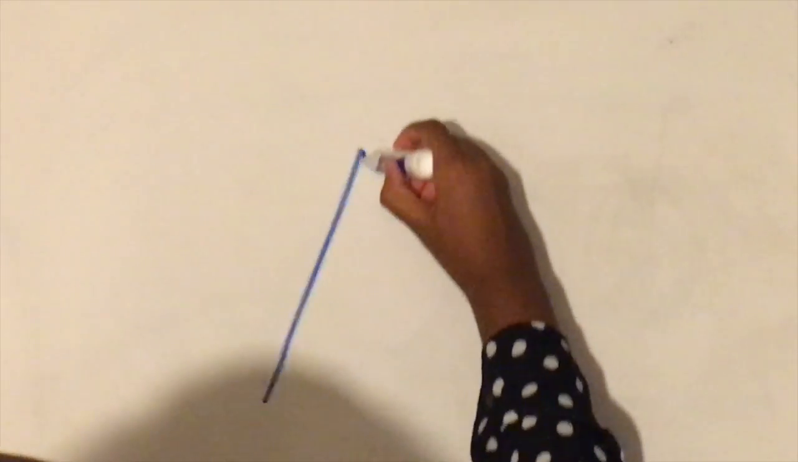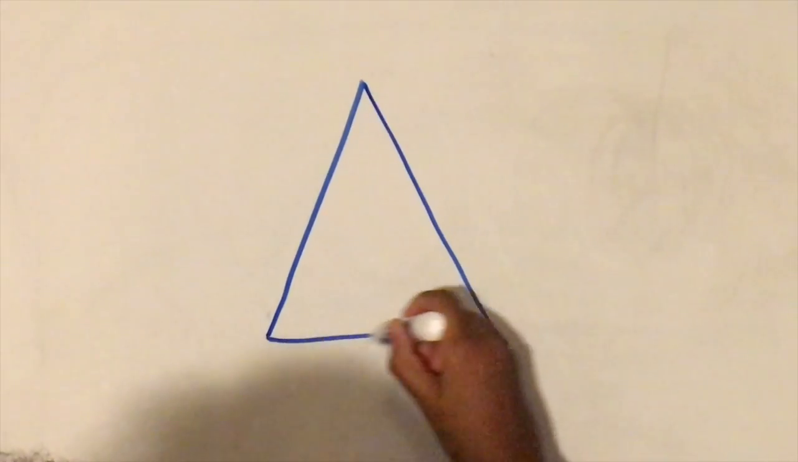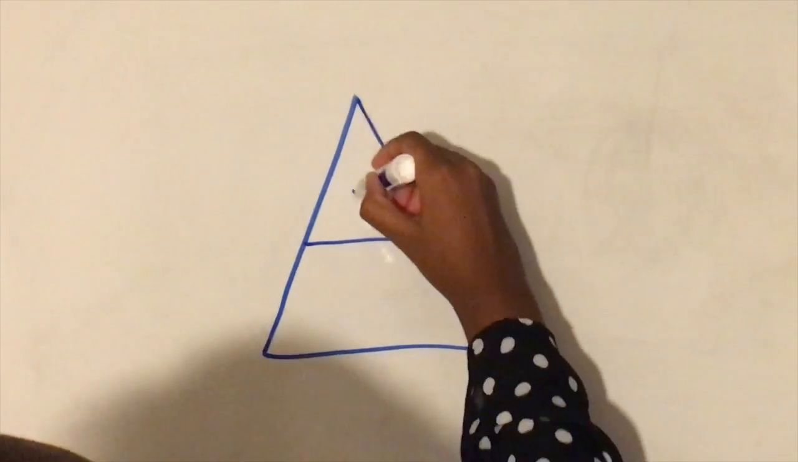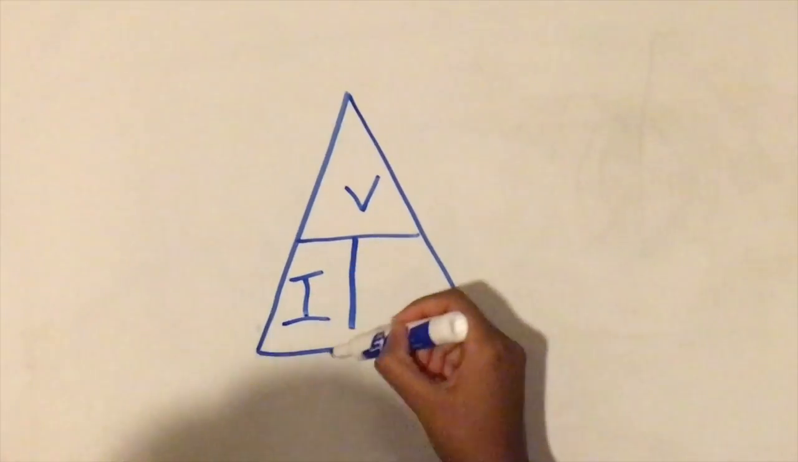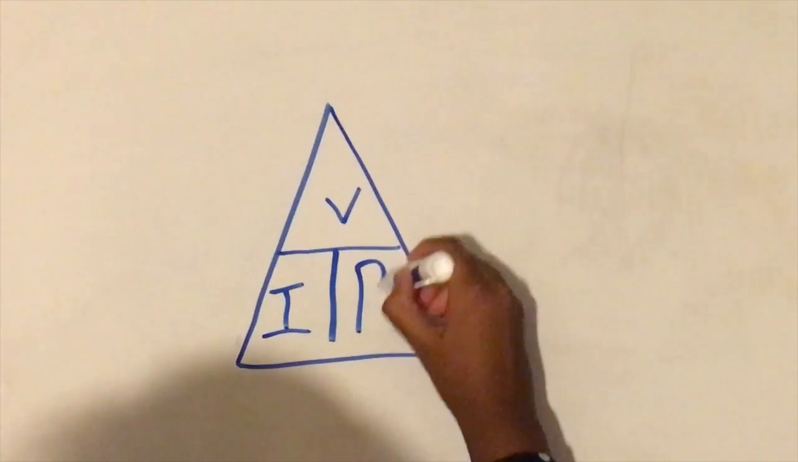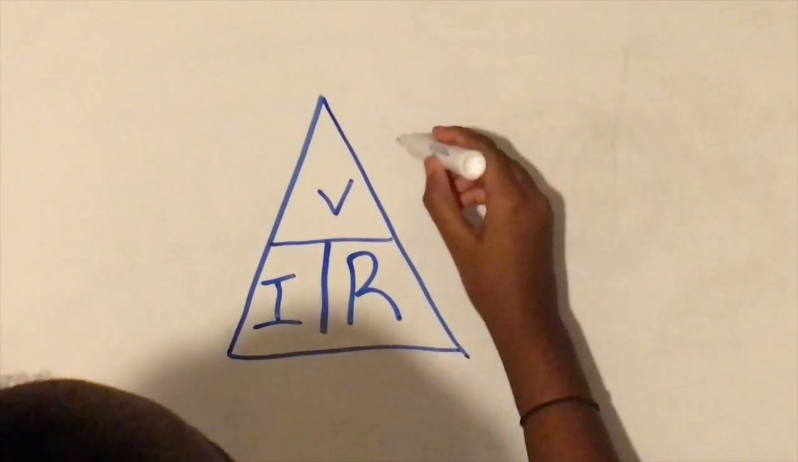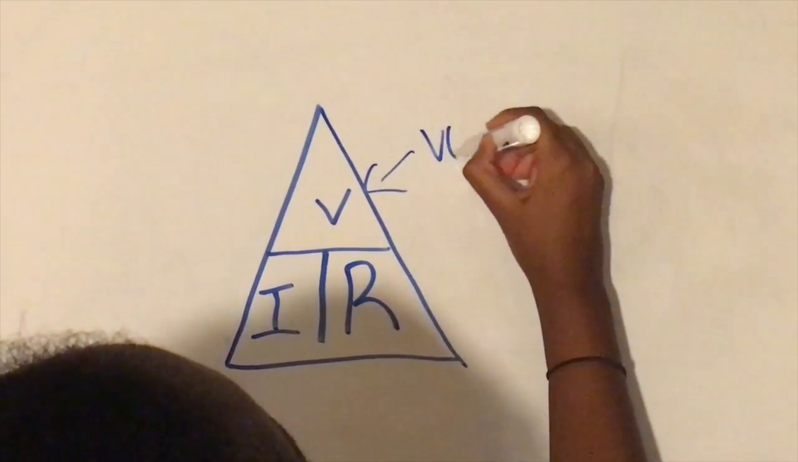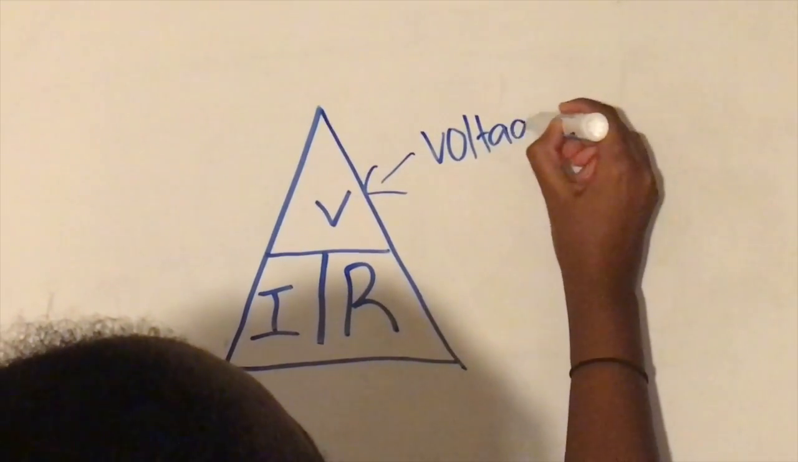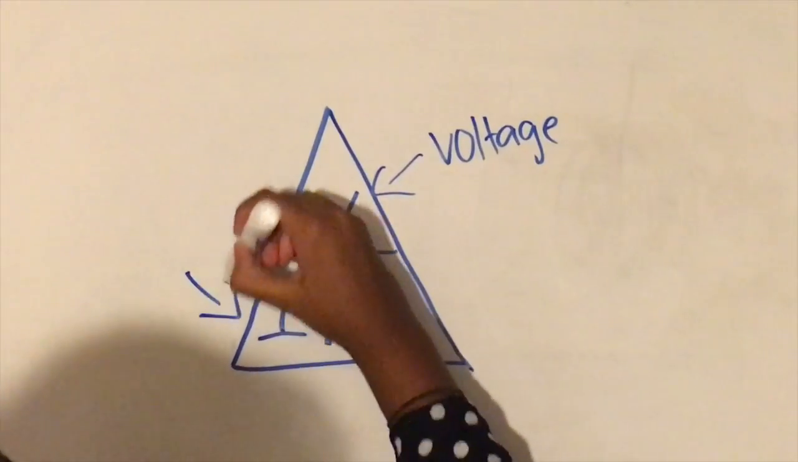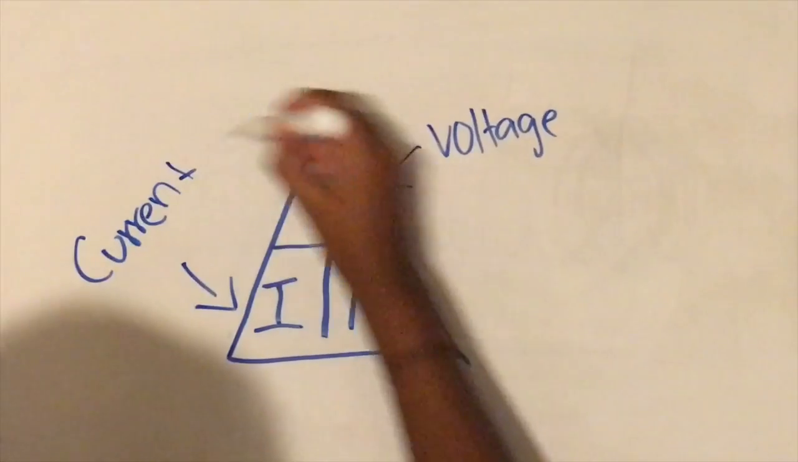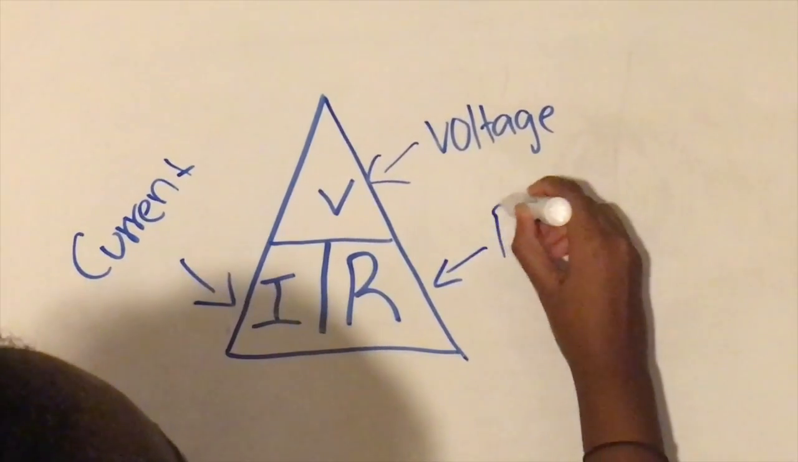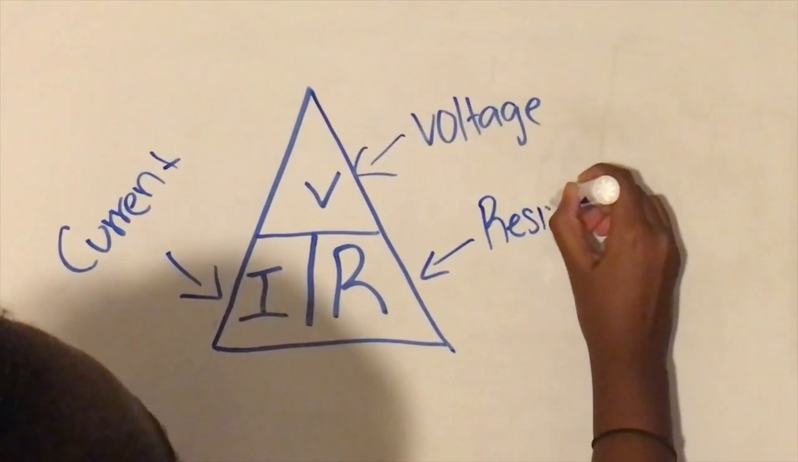When solving for Ohm's law, you can draw a triangle in which voltage goes on top, I, or the current, goes to the left, and R goes to the right. V stands for voltage, I stands for current, and R stands for resistance.